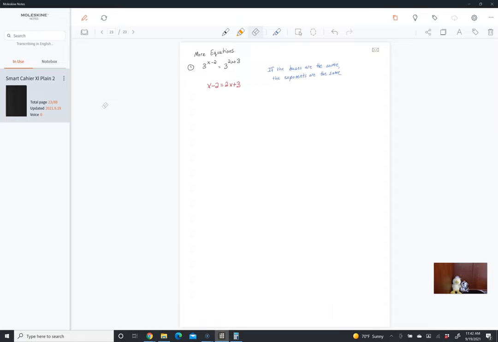Now what that means is that we just have a linear equation. So we can subtract x from both sides and subtract 3 from both sides. You can do this in one step or in two steps; I'm just doing it in one for timing purposes. We get negative 2 minus 3 is negative 5, and 2x minus x is x. So x is equal to negative 5, and this is our answer. Okay, simple enough.